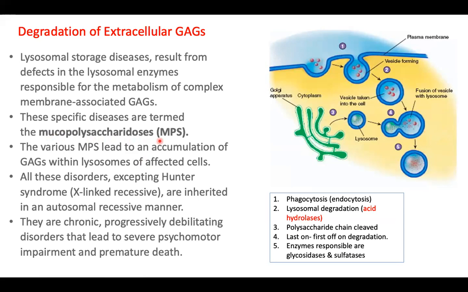These are very, very severe, lethal diseases. Some of them have a very short or very poor prognosis, which means that the quality of life for these patients is very poor. So that's what they mean over here by saying it's progressively debilitating. They get even worse over time.